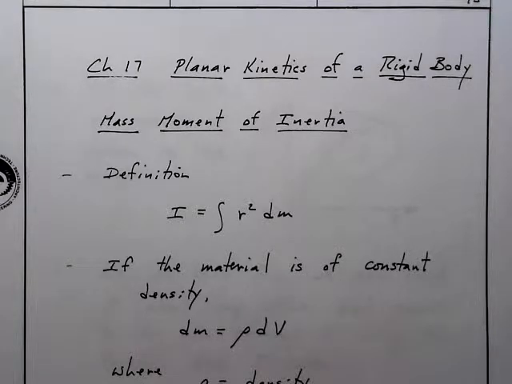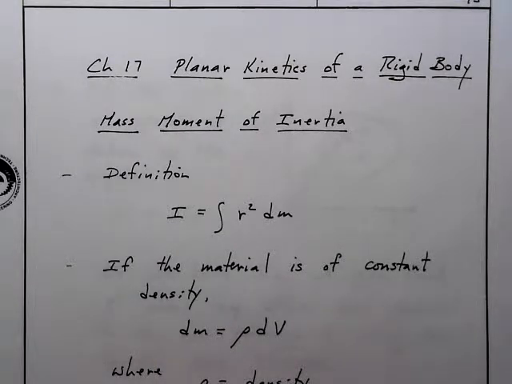So Chapter 17 is planar kinetics of a rigid body. And key words are kinetics, meaning now we bring in forces. Rigid bodies, yes, but we're going to be dealing with planar kinetics, not general 3D kinetics.